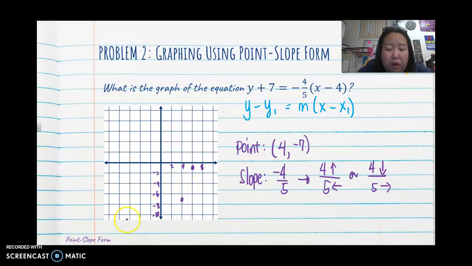Let me switch a different ink, okay? So you go 4 up. So that's going to be 1, 2, 3, 4. And then you have to go 5 to the left. So go 1, 2, 3, 4, 5. So remember, we are using 2 as the measurement for each of these boxes, all right? So our next point is going to be somewhere here. And so all we need to do is connect those 2 points, and we have our line already, okay?